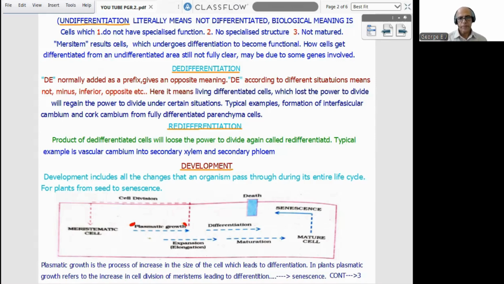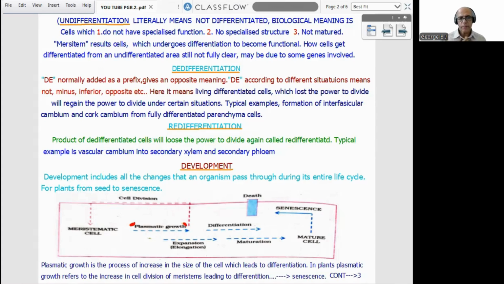Now comes the term development. So what is development? Development includes all the changes that an organism passes through during its entire life cycle, for plants from seed to senescence. And there is an NCERT chart given there. Most of the time familiar to us, but one term that is an exception, plasmatic growth.